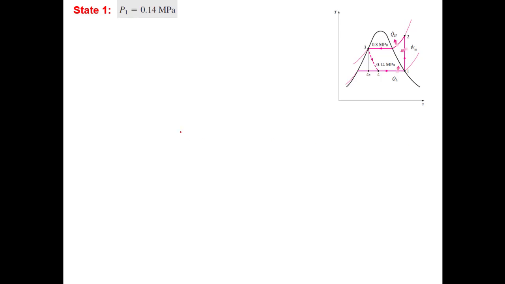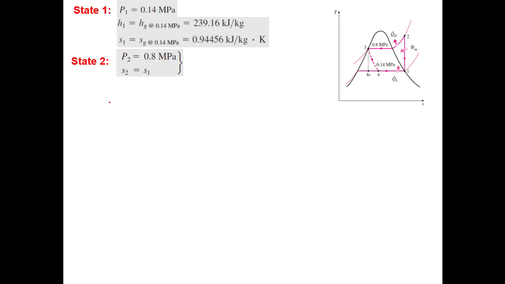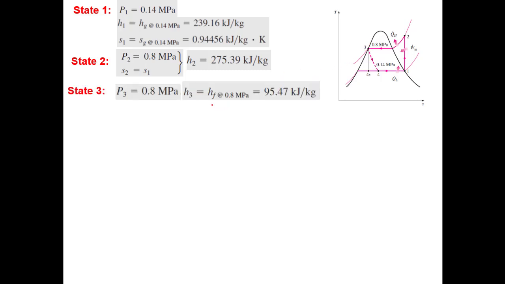Then from state 1 to state 2, we know S1 is equal to S2. At state 2, we know the pressure, 0.8 megapascal, as well as S2 equal to S1. To know the state, we need two independent intensive properties. So then we can calculate H2. Then state 3: at state 3, this is saturated liquid and we know the pressure, 0.8 megapascal. So H3 is equal to Hf, which is equal to 95.47 kilojoule per kg.